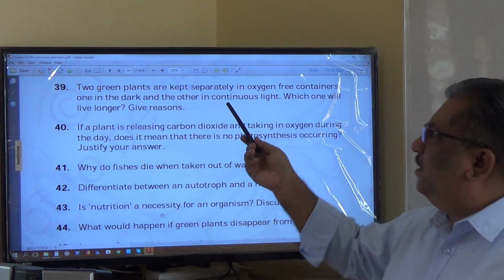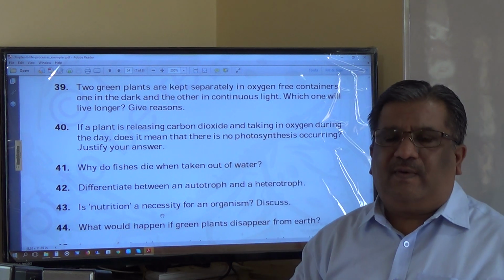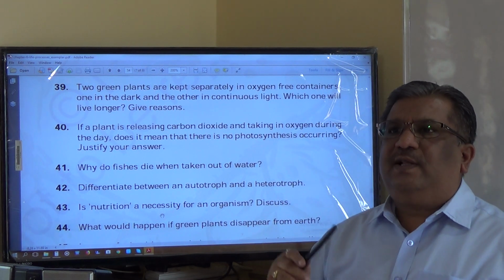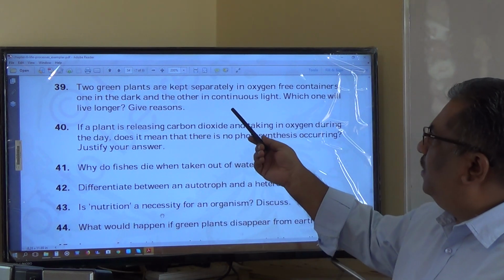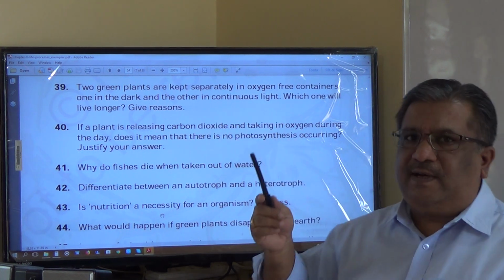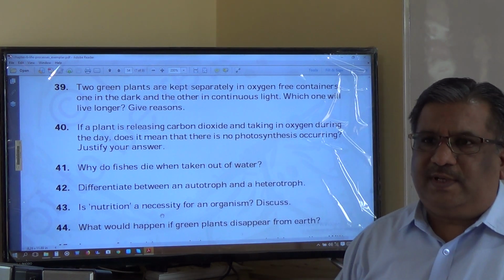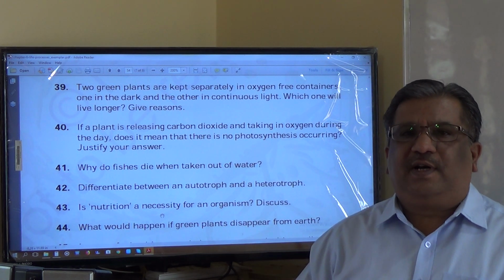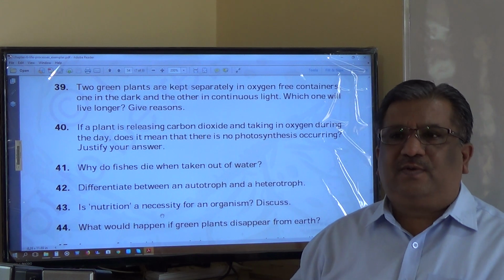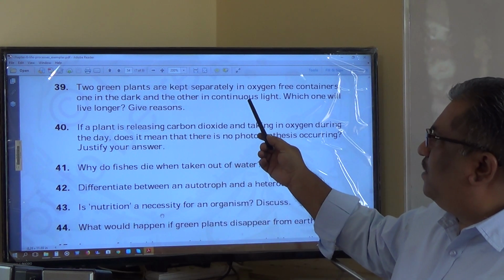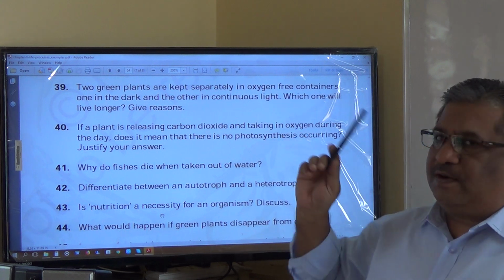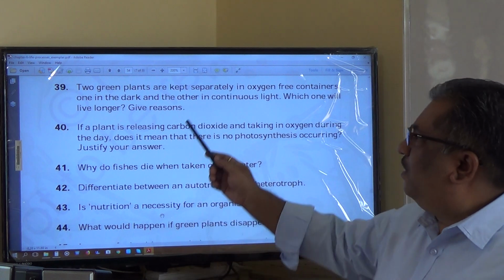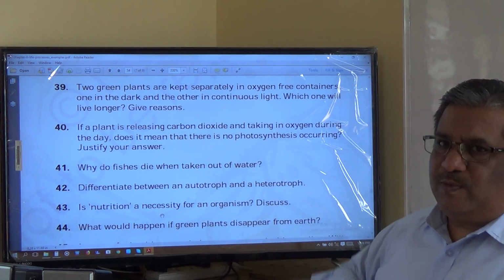The one which is kept in the continuous light will survive. Why is it so? Even though there is an oxygen-free atmosphere, the plant kept in continuous light carries out photosynthesis and oxygen is released. That oxygen is used in the night for respiration, and energy is produced. So the plant kept continuously under sunlight, even in an oxygen-free environment, will be able to survive. Therefore, the plant kept in continuous light survives more.